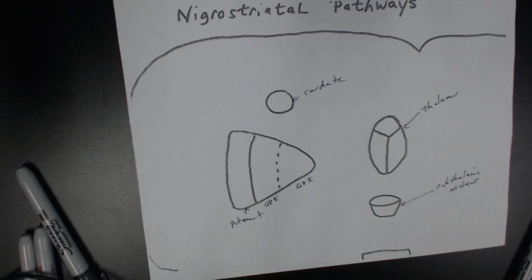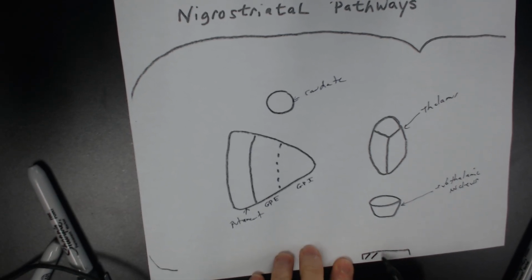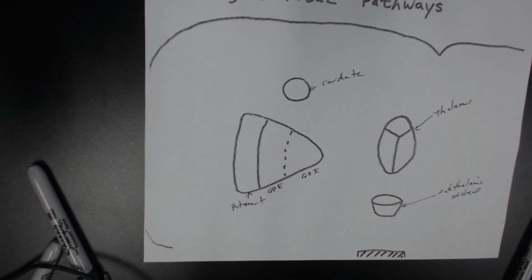Okay, and then down here, we have this. This is that piece, part of the basal ganglia that was present in the midbrain. This is going to be your substantia nigra.